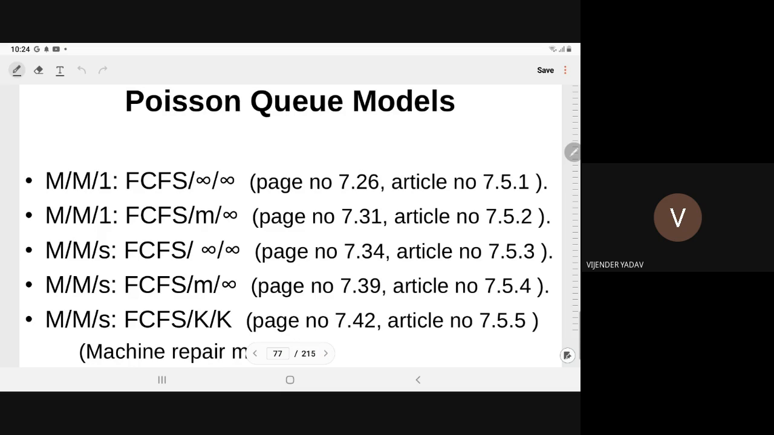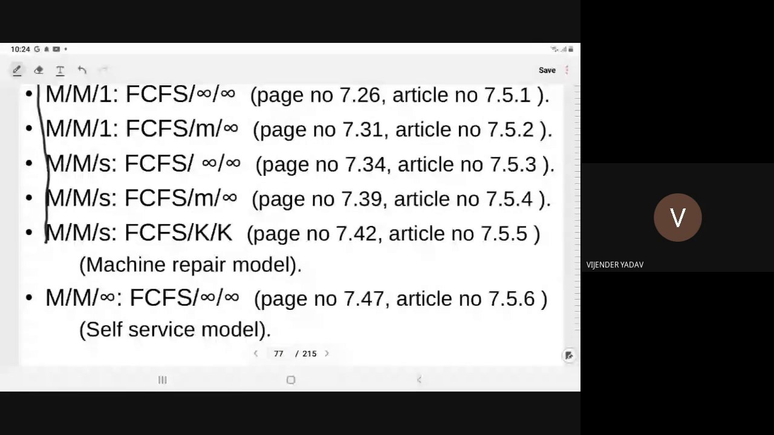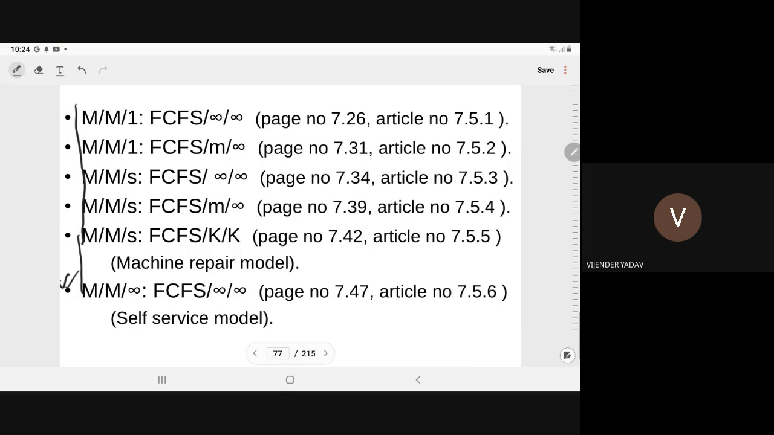Presently we are studying the Poisson queue. We have the following six standard Poisson queues in our course. There are more Poisson queues also, but in your course we have these six. We will start from the M/M/infinity queue. Infinity is also known as the self-service model.